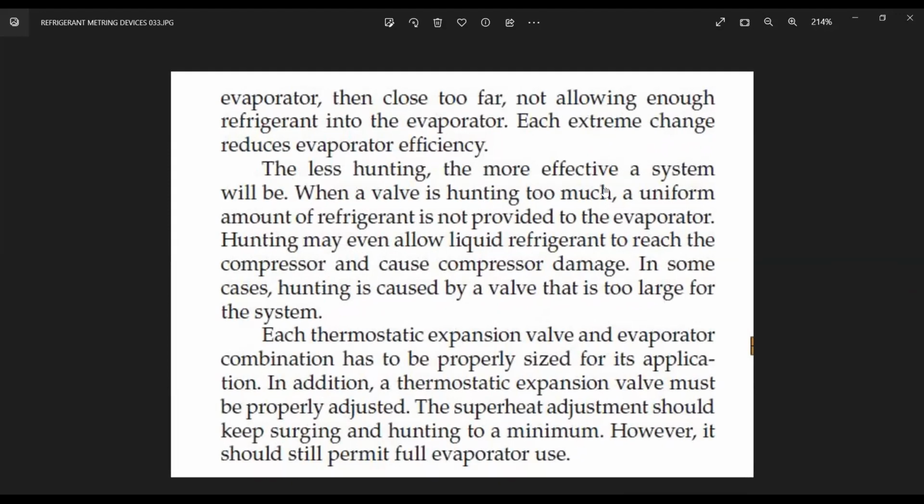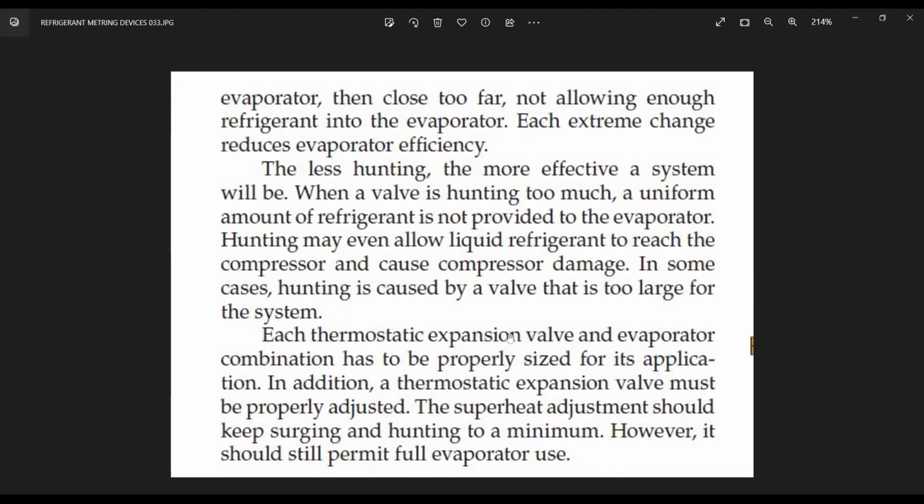When the valve is hunting too much, a uniform amount of refrigerant is not provided to the evaporator, and hunting may even allow liquid refrigerant to reach the compressor, causing compressor damage. In some cases, hunting is caused by the valve being too large for the system. मतलब अगर it is not matched properly, ठीक है? तो जनरली ऐसा नहीं होगा कि TXV तो आप ऐसे ही कोई ना कोई TXV नहीं लगा दोगे ना. You will have the idea of the flow rate that is there and what is the requirement of the size. ऐसे directly आप लगा नहीं दोगे.